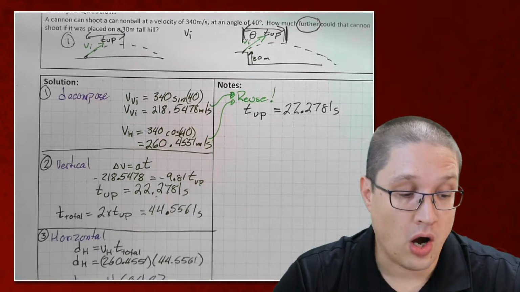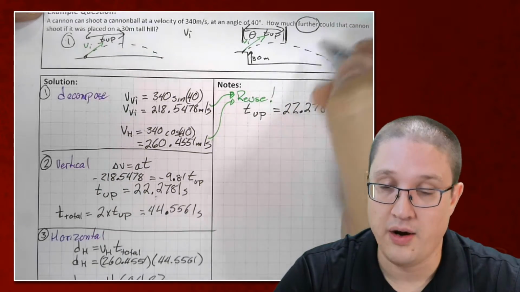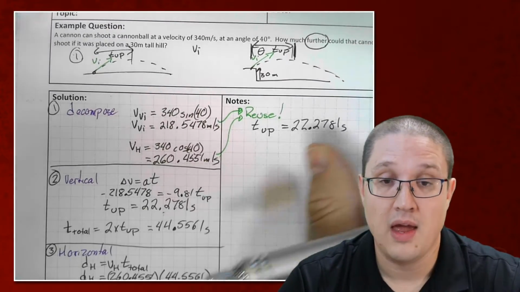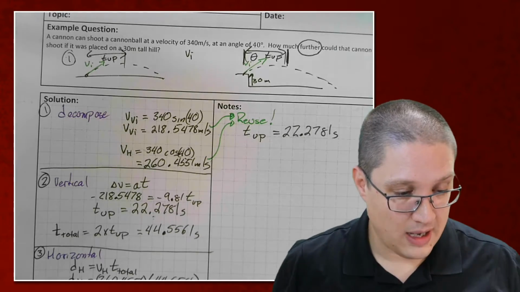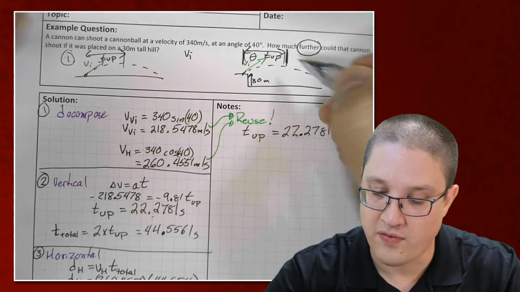The part that is not going to be the same is going to be this down part here. So my time down is going to be quite a bit different. How do I solve that? Well, kind of interestingly, I'm not actually interested. I need to find out how far it falls.